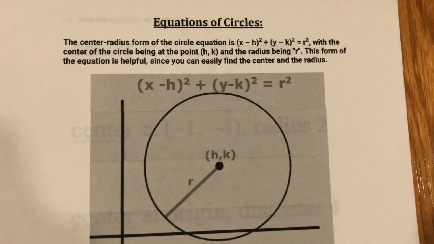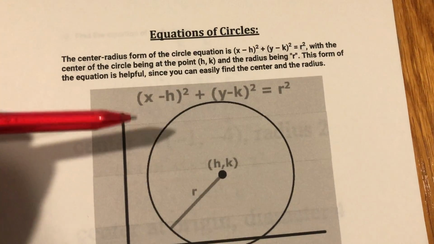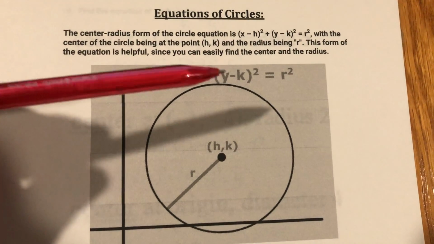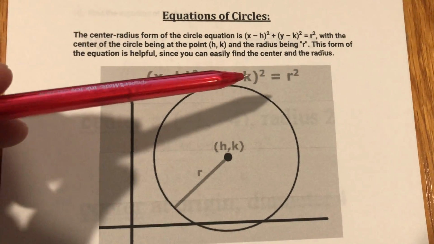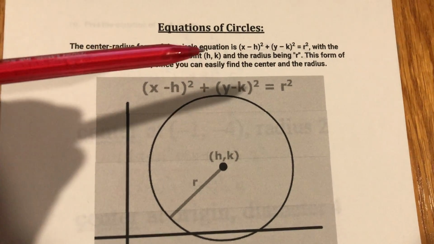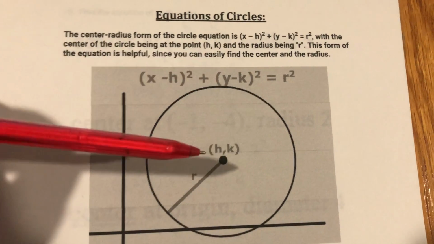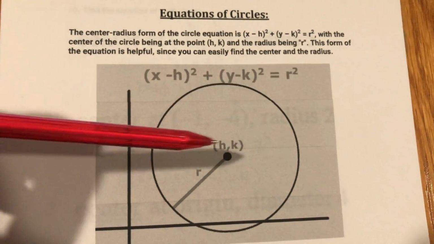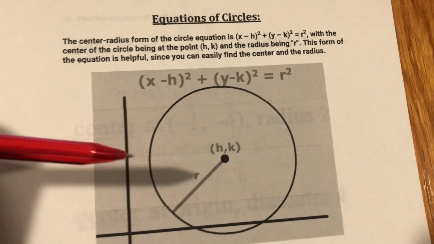Okay, so looking at the equations of circles page. Now, if we look at the equation of a circle, we have (x minus h) squared plus (y minus k) squared equals r squared, where (h, k) is going to be the center coordinates of the circle, and r, not r squared, but r, is going to represent the radius.